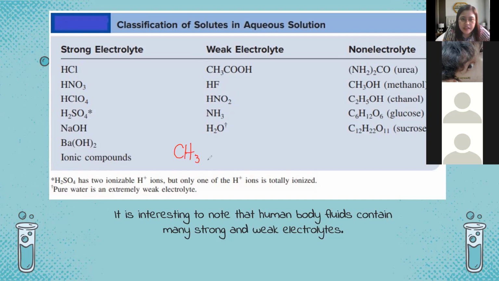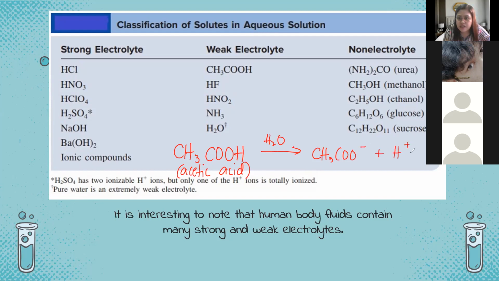CH3COOH. This is what we call the acetic acid. And ito yung component ng ating vinegar class. The acid component of our vinegar is the CH3COOH or our acetic acid. If we place this sa water, this will give the acetate ion, CH3COO negative plus a hydrogen ion. So as you can see, you have there the ions. So nag-ionize pa rin siya, pero hindi complete.